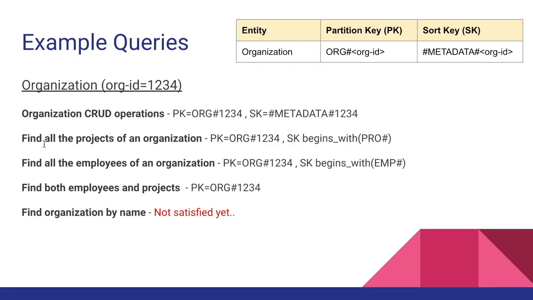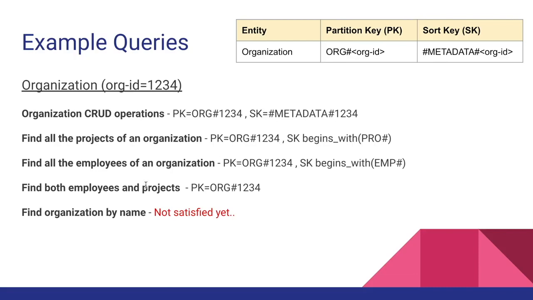Now let's look at the other one: find all projects of an organization. Here we are expecting multiple projects. It's not a single item, right? So we are going to use the query operation here. As the primary key for that query, we are going to use PK equals ORG#1234. And for the sort key, we are going to use the begins_with operator. So I say, give me all the items that begin with PRO# belonging to this ORG#1234 organization.